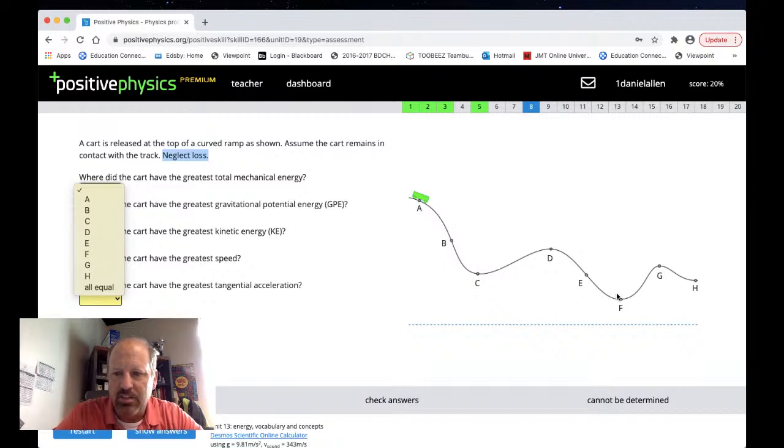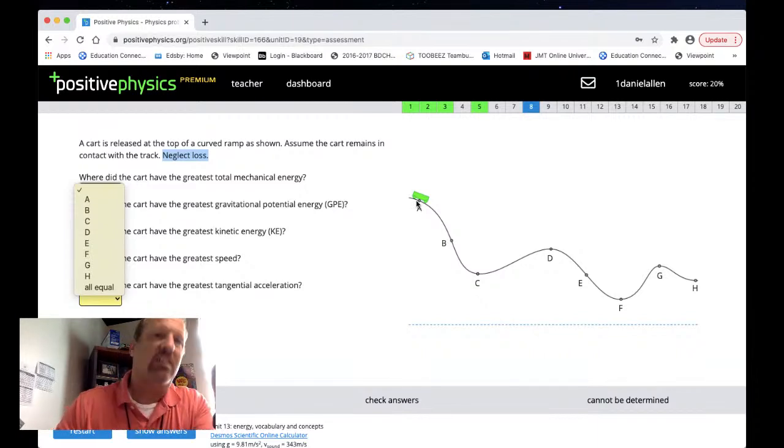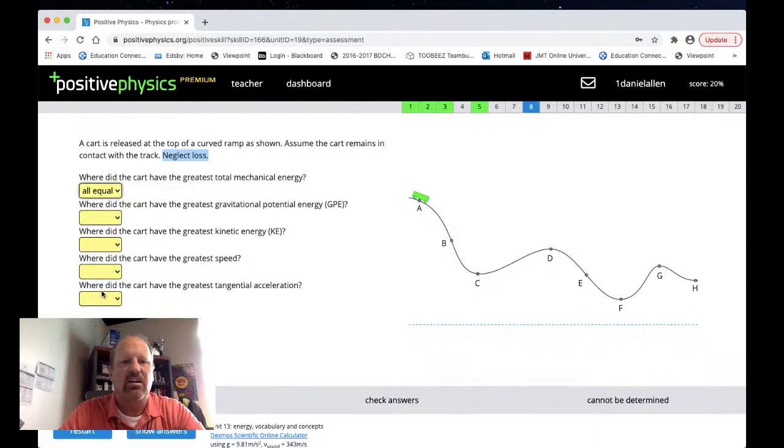at the lowest point F, because at A it's released, so there's 0 kinetic, but a fairly significant amount of potential. However, the total mechanical energy is conserved if we're neglecting the loss. So that should read all equal. We'll check that answer real quick. Yes, indeed. Where does the cart have the greatest gravitational potential energy? Well, that's the highest point. So that's at A.